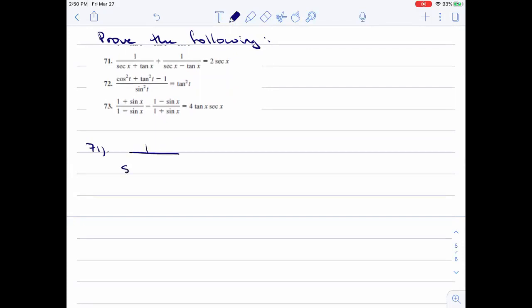We've got 1 over secant x plus tan x plus 1 over secant x, oops, almost put a square on that. Well, I did put a square on there. Secant x minus tan x. Prove that it's equal to 2 secant x.